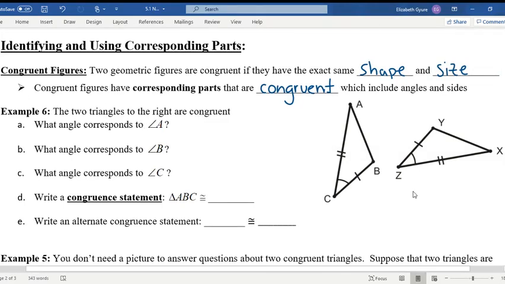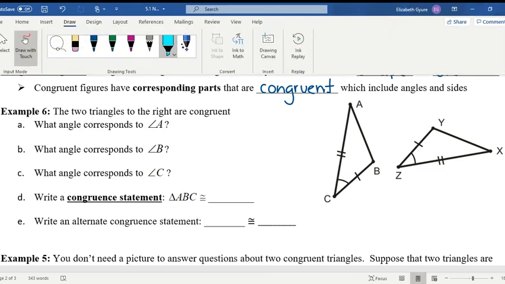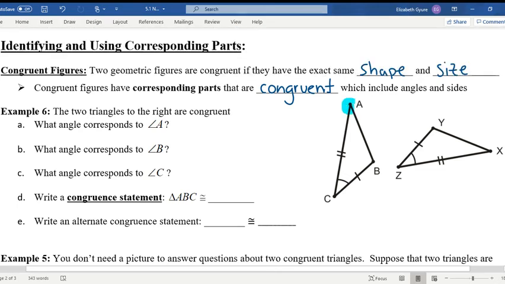For example, in this diagram here, it says the two triangles to the right are congruent. So triangle ABC is congruent to triangle XYZ. That means if I pick an angle from the first triangle, it's going to match up perfectly with an angle from my second triangle, and that's what we're going to practice doing first. So which angle corresponds with angle A? Again, corresponding is a fancy word for matching. If I pick out angle A, it is going to go with which angle in my other triangle? Mark? X. And you can kind of use what's marked as congruent to figure that out.